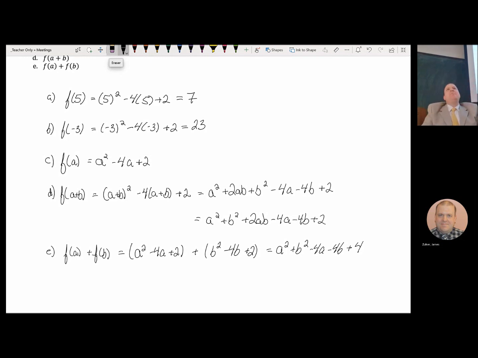So f of a plus b does not necessarily have to be f of a plus f of b. In the case where it is, that actually has a special name. There has to be one additional property with it. That's the idea of linearity.